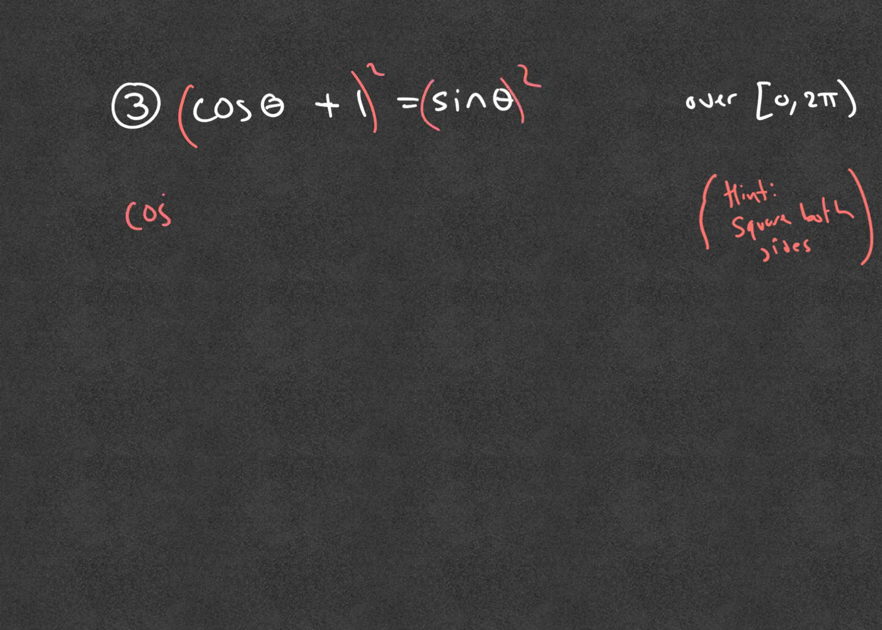I get cosine squared theta plus 2 cos theta plus 1 equals sine squared theta. Now, by squaring both sides, we've potentially introduced some extraneous solutions, so we have to be thoughtful about that. Now I can use the trig identity with sine squared. This is all cosine over here and I can't change the plain cosine, so I'm going to want to use the trig identity with sine squared. So I'm going to have you pause the video, try to finish this one up, see where you end up, and I'll put the answers up in a second.